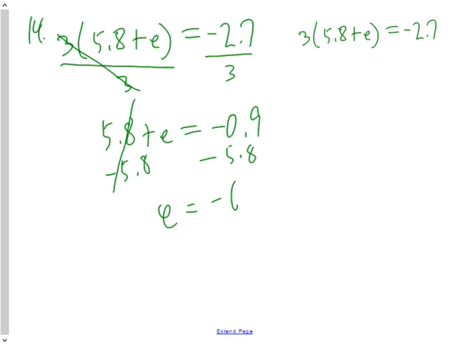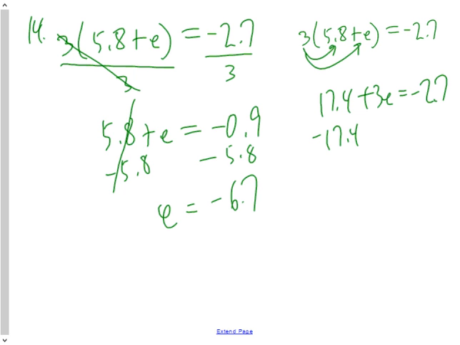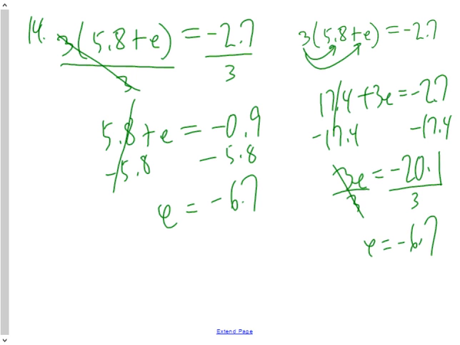Now, if you're one of those people who loves to expand, by all means do so. That's going to be 17.4 plus 3E equals negative 2.7. Subtract 17.4 from both sides. 3E will equal negative 20.1. Divide both sides by 3, and E will still equal negative 6.7.